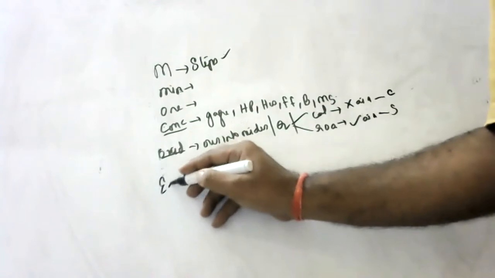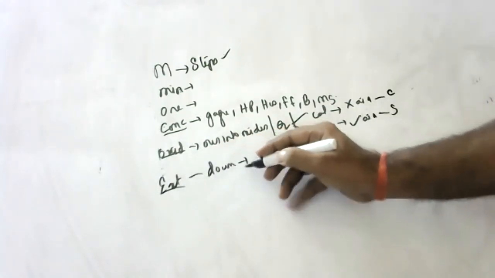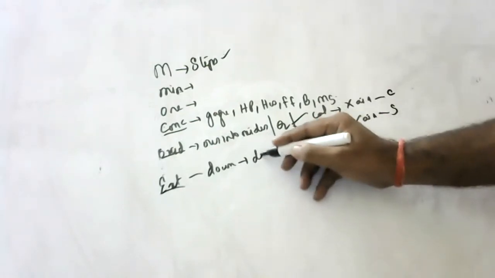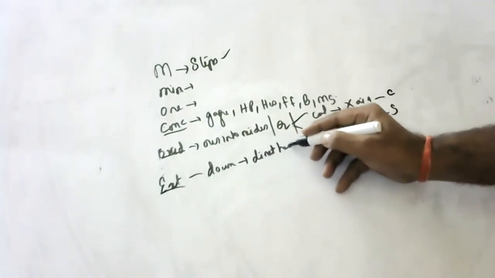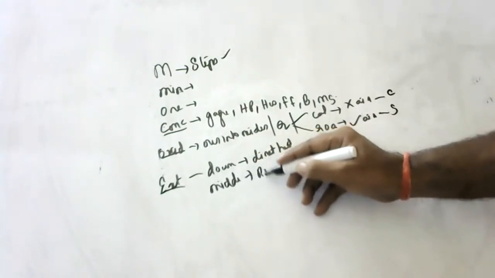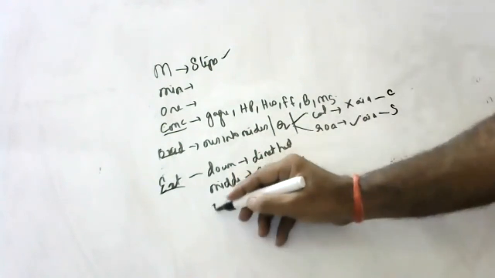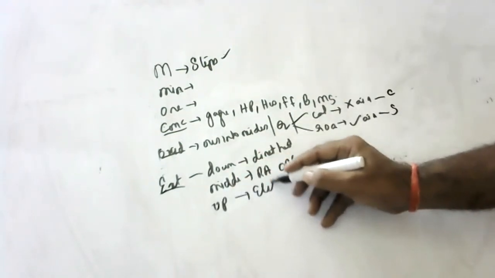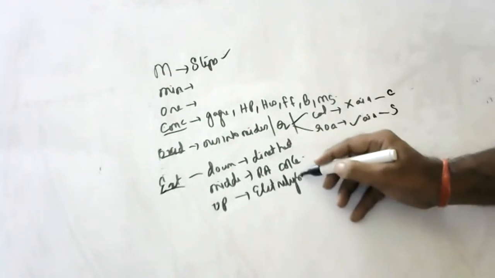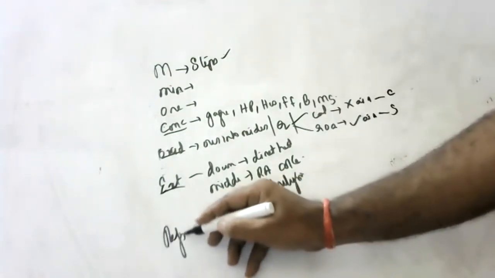Next, extraction. How do you extract the lower metals? Just by direct heating. How do you go for the middle metals? Heating in the presence of reducing agents like coke. And for the upper metals, how will you go? Electrolysis. Why electrolysis? Because they are more reactive. Then we go for refining of the metal.